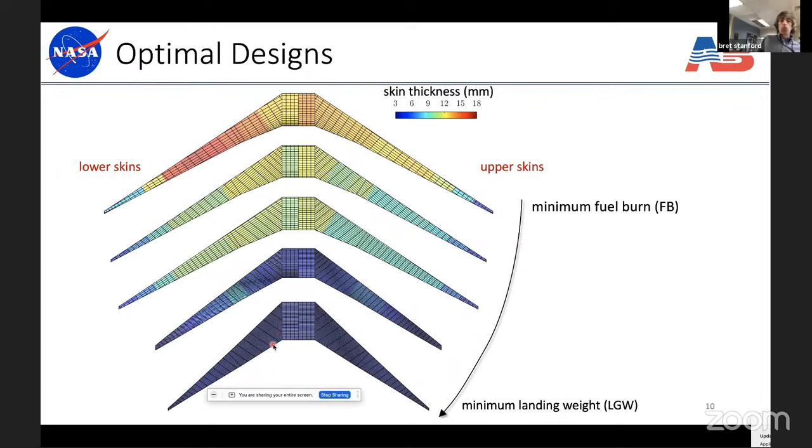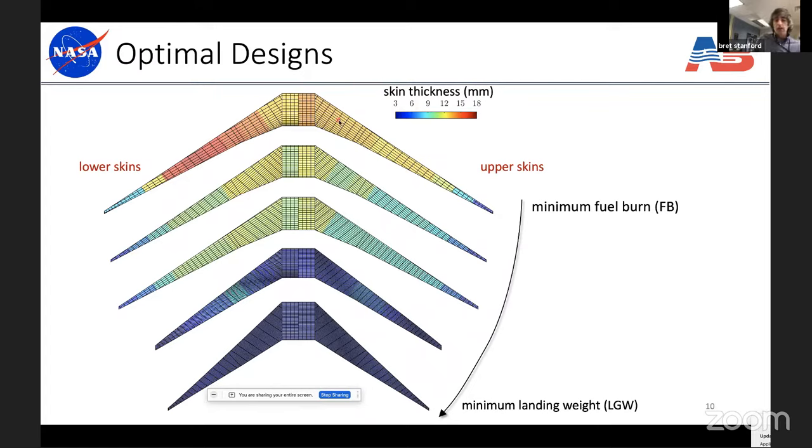What I'm showing here is a wingbox which has been unwrapped, if you will. On the right side of the plot, we have the upper skins, where the color is the optimized skin thickness, and the lines show you the imprint of the ribs and the stringers up against that skin. And then the left plot is the lower skins, where again the color is the thickness, and the lines are the imprint of the ribs and the lower stringers. So again, this is a wingbox which has been unwrapped and flattened across the page.